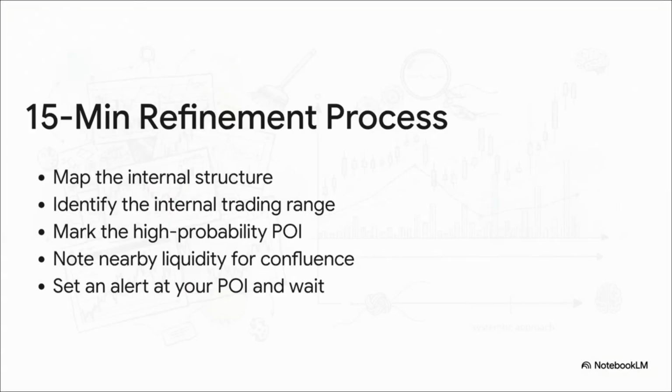So on your 15-minute chart, you map the smaller internal structure. You find the current little trading range inside your big 4-hour one. You mark the best-looking POI, usually the one at the very top or bottom. You check for any nearby liquidity that makes it an even tastier spot. And then you do the hardest part for most traders. You set an alert, and you walk away.